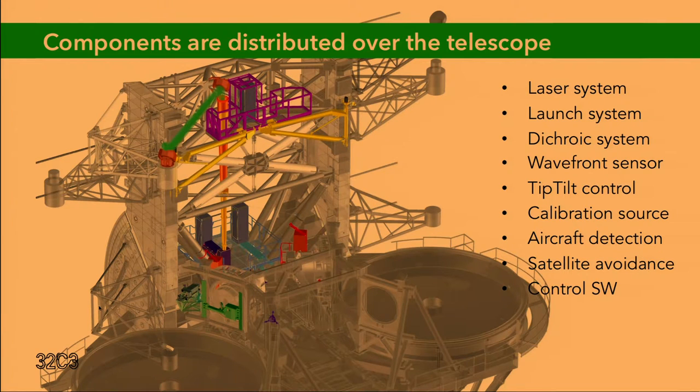Again, we do have a laser system. We have to place somewhere a launch system for the laser, a dichroic to separate between the laser light, the tip tilt light, and the science light. We do have to have a wavefront sensor to check how the wavefront looks like. We do have to have this tip tilt control. We have a calibration source, which would be nice to calibrate the system during daytime.